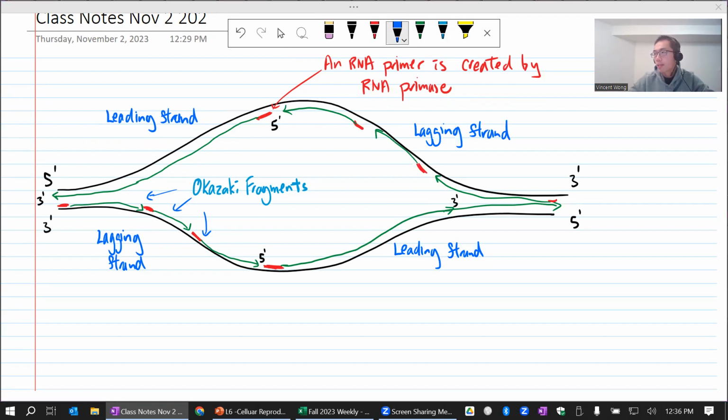Any questions before I move on? We have a lot to do today. I say this every class. Make sure you have a good foundation of the stuff that we're doing before it snowballs into something ridiculous. We good? We understand why it's leading on one side and then lagging on the other, and vice versa for the bottom strand?